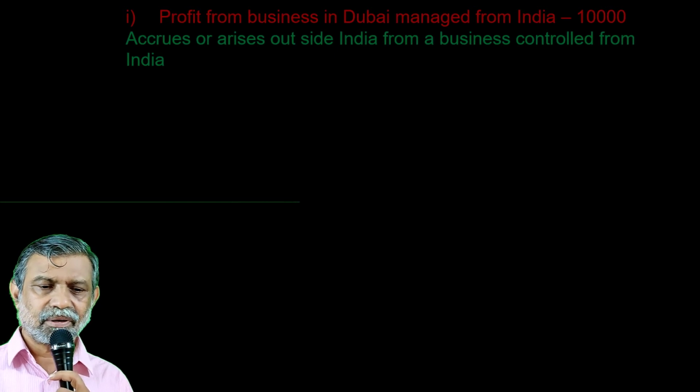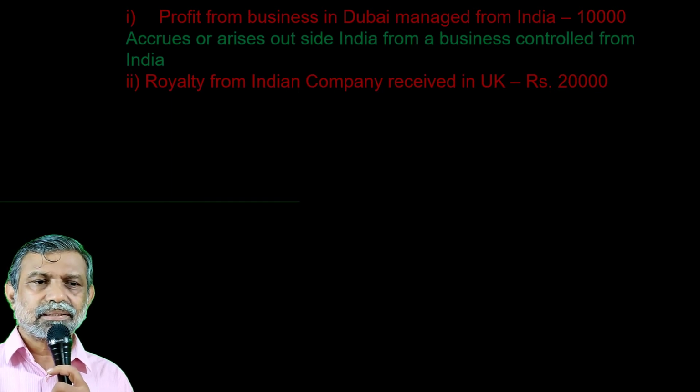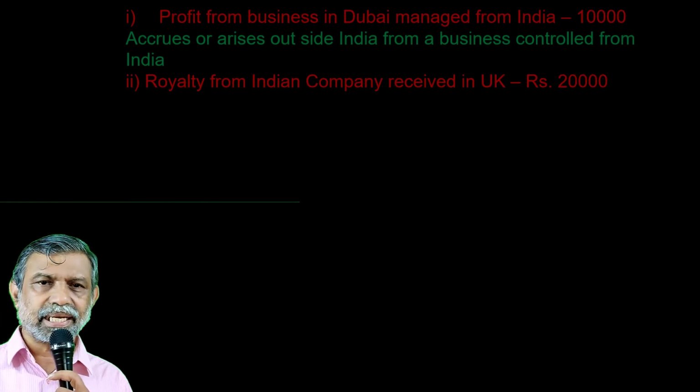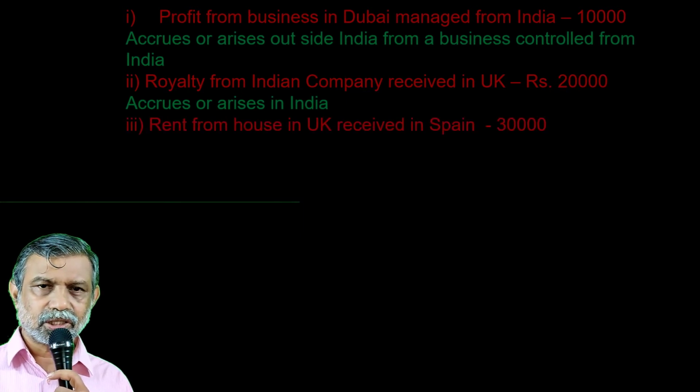Clear? We will go to the next one. Royalty from Indian company received in UK, 20,000. Royalty from an Indian company means it is received in the UK, not received in India, but it is royalty from India. That means income accrues or arises in India, because it is a royalty from an Indian company.